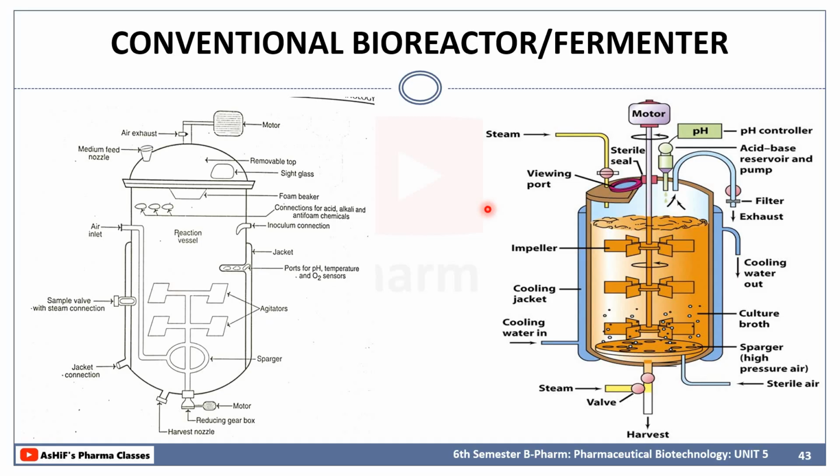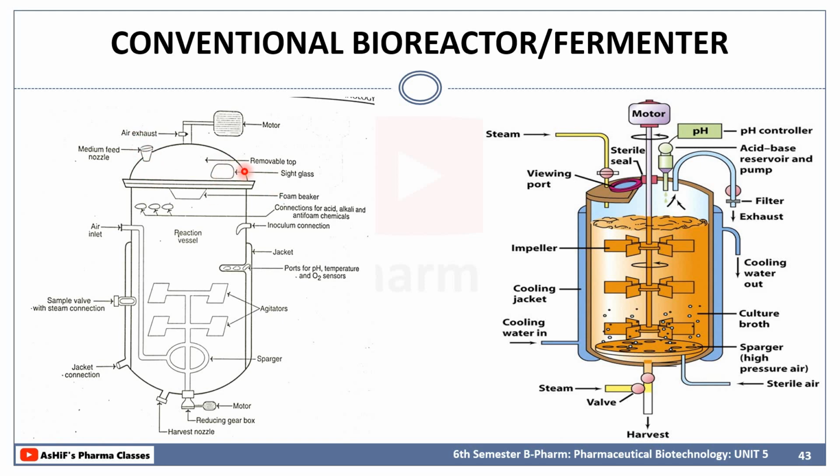So I was discussing the fermenter. We have already mentioned the role of the jacket, the sparger, and the agitator. Now there are some connections for acid, alkali, and antifoaming agents, which we will add based on the pH of the entire product in the fermenter. And there is an air exhaust system to remove the air in the fermenter. And there is a medium feed nozzle through which we can add the nutrient media or culture media.